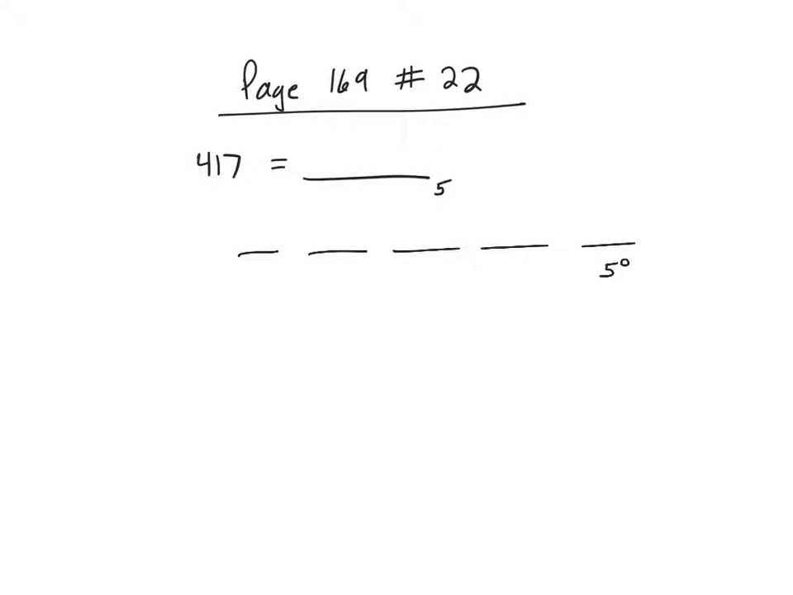This is the 5 to the 0 place, 5 to the 1, 5 to the 2nd, 5 to the 3rd, and 5 to the 4th. So what do those represent? 5 to the 0 is 1. This is 5. This is 25. This is 125. And this is 625. That's the value of each place.